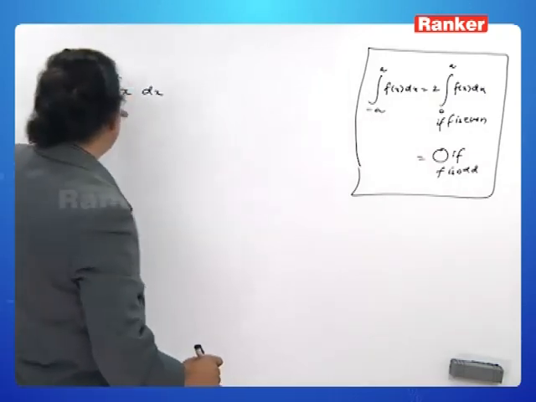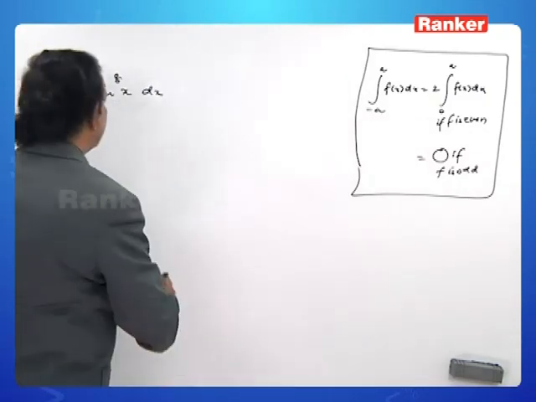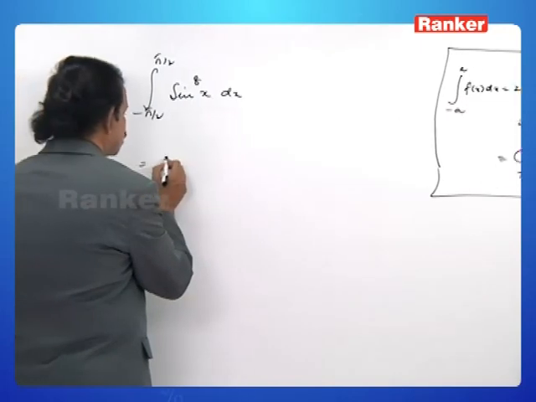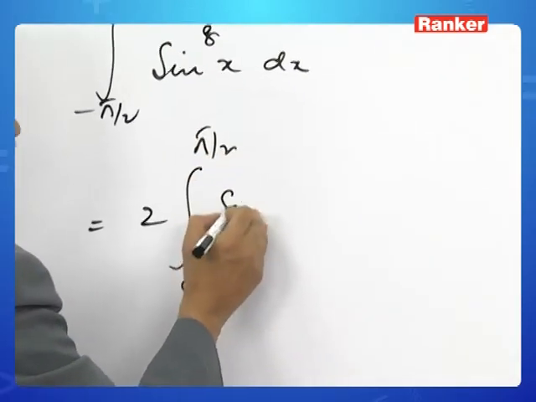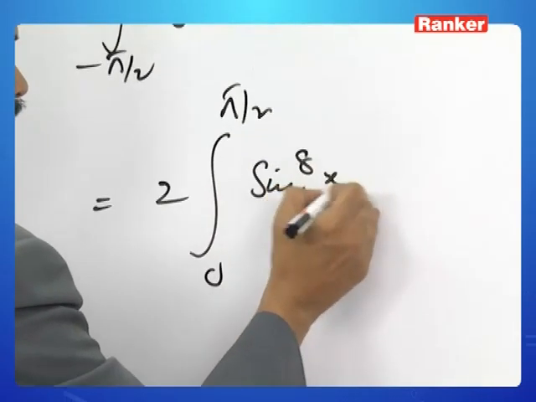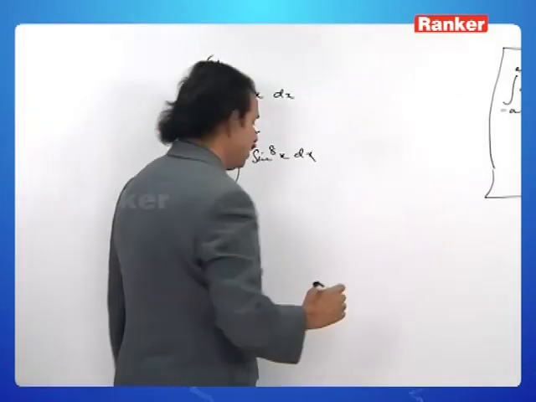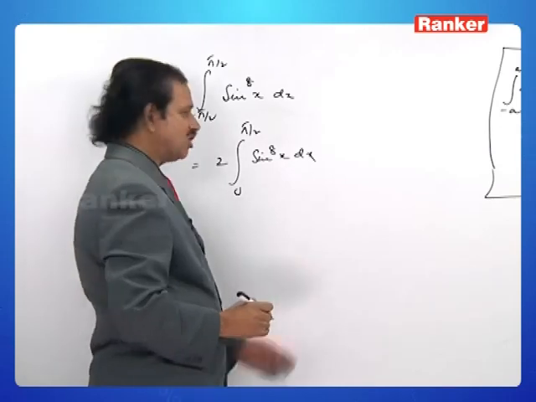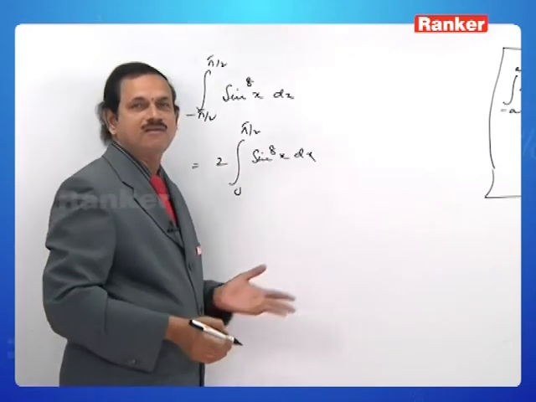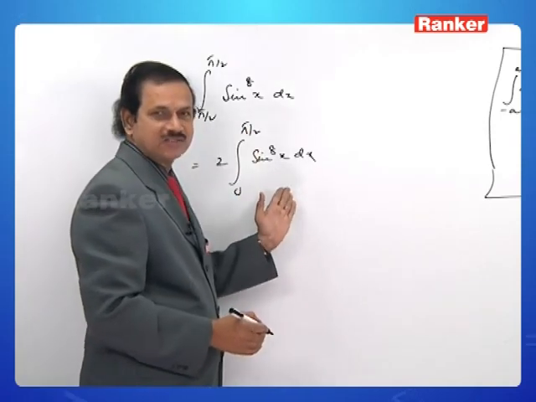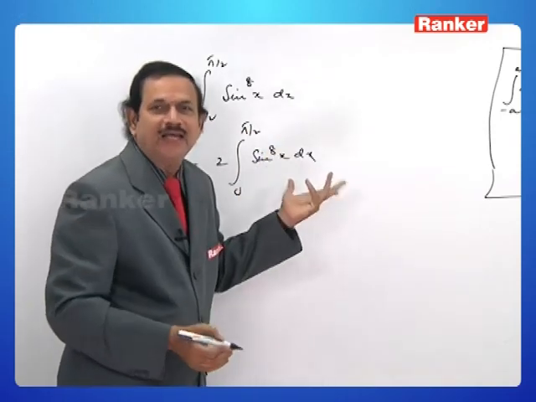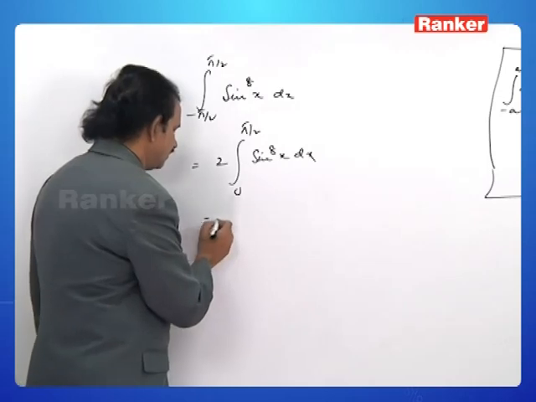Sine power 8x is an even function. Therefore, we have the right of getting 2 before and write it as 0 to pi by 2 sine power 8x dx. Well, we should feel happy, because this has been thrown into the standard form, that is Wallis formula, integral 0 to pi by 2 sine power nx. In the place of n, what are you having here? 8. Hence, come on, simplify.